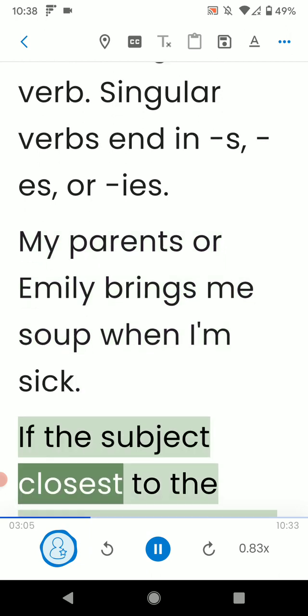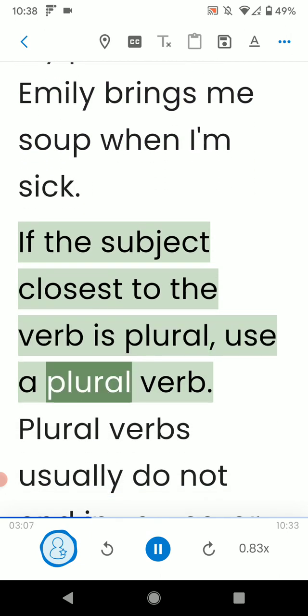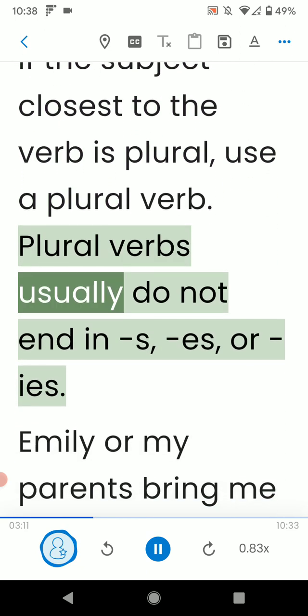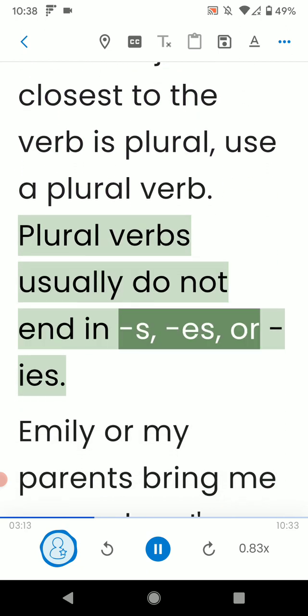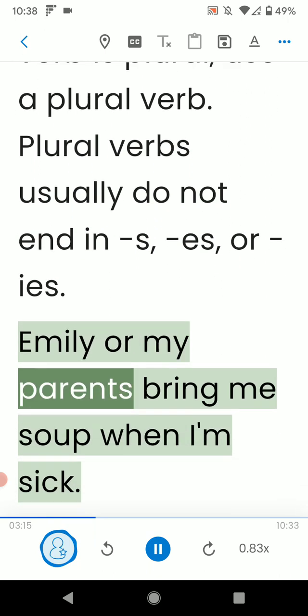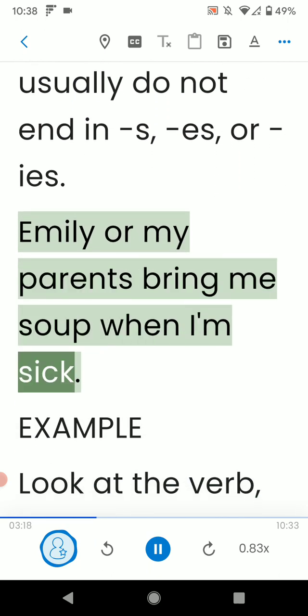If the subject closest to the verb is plural, use a plural verb. Plural verbs usually do not end in s. Emily or my parents bring me soup when I'm sick.